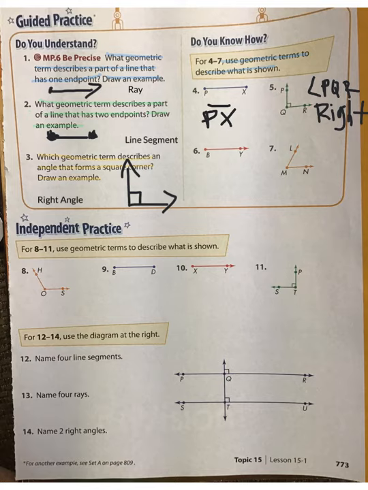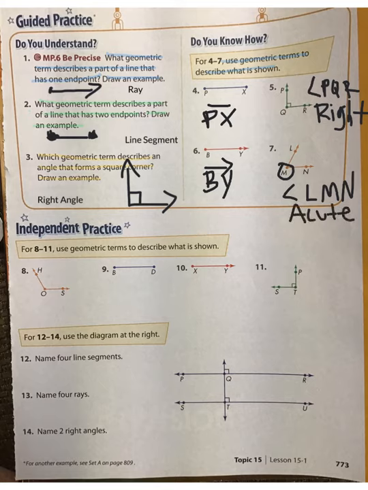6, you have your ray, so we're going to label it a ray like that with B and Y under it. And 7, we have another angle, so angle LMN. Make sure that whatever point is in the middle when you're labeling it. And since it's open less than 90 degrees, we're going to call it acute. All right, you are going to do the rest of the numbers on this page and on the next page.